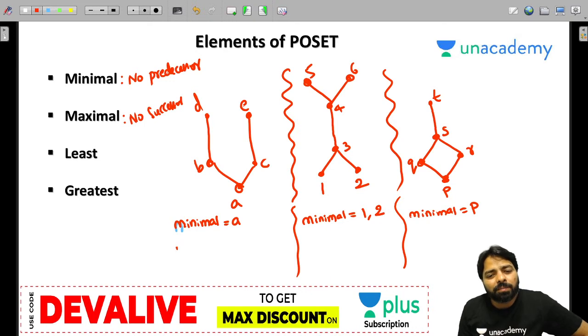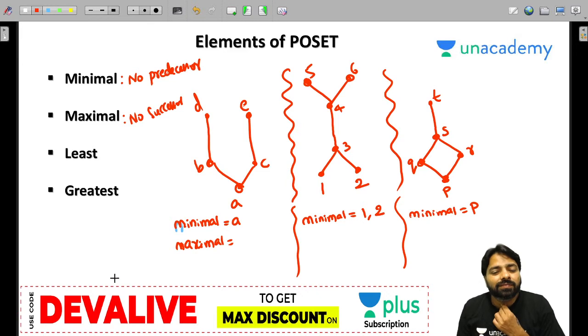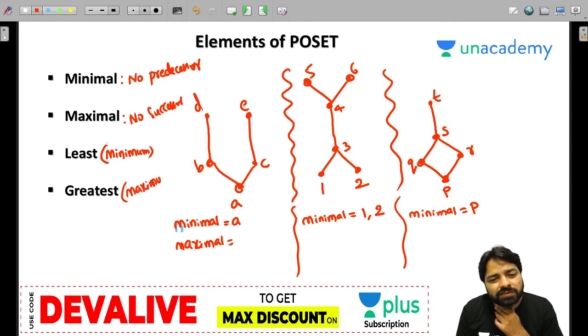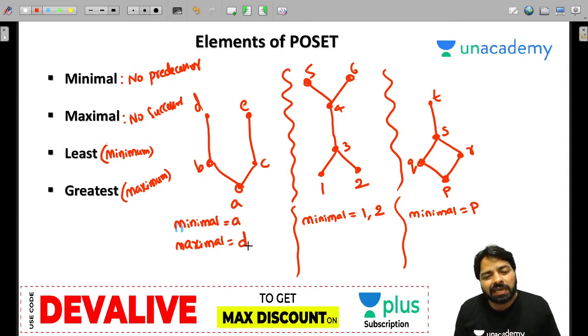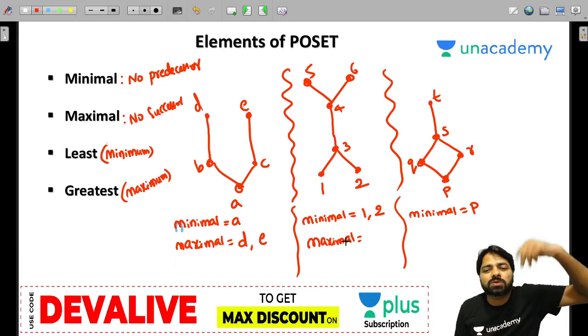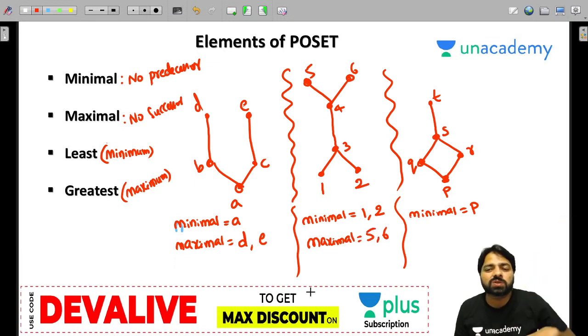Look at now, maximal. Don't say maximum, that is different. Here least, another name is minimum. Greatest is the maximum. You can use those words if you want. Okay, who is the maximal here? D, also E. And who is the maximal? The element which has no successor, 5 and 6, no successor. And here maximal is T.